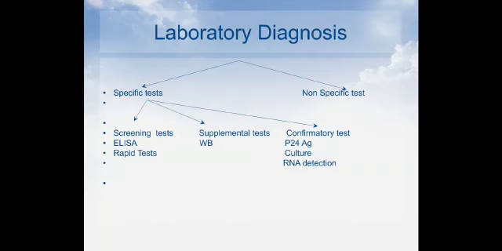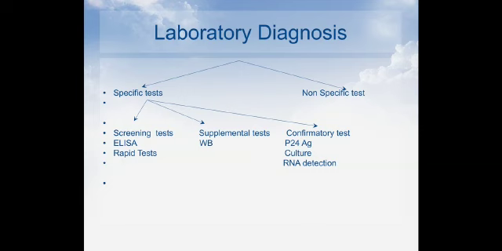Now, how do we go about the lab diagnosis? The laboratory diagnosis of HIV can be classified into specific tests and non-specific tests. Among the specific tests, we have screening tests, supplemental tests and confirmatory tests, and the non-specific tests are not specific to HIV. They are the other parameters which have changed in HIV infection. They are non-specific tests.